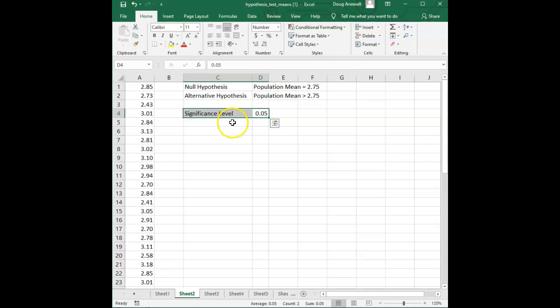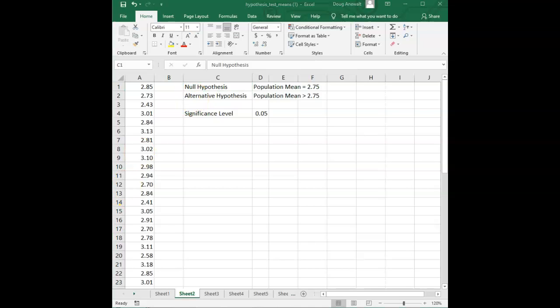If the p-value comes back to be less than the significance level, we will reject the null hypothesis in favor of the alternative. If the p-value is larger than the significance level, then we fail to reject the null hypothesis. We don't prove it to be true. There's just not enough evidence based off of our sample to reject the null.